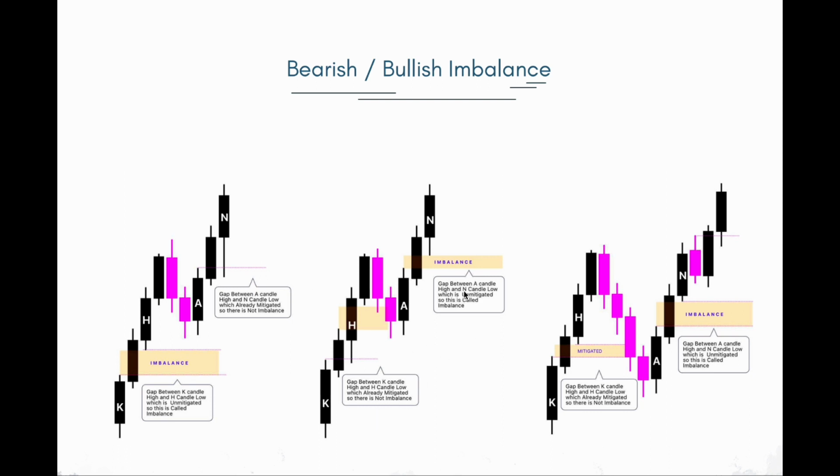For the second example here, before that we have the imbalance, but the market straight away fills the gap and pushes to make another new higher high, with another new imbalance in between the A and N candles, and this is unmitigated, so this is called an imbalance. Right, so now let us see the real life chart.